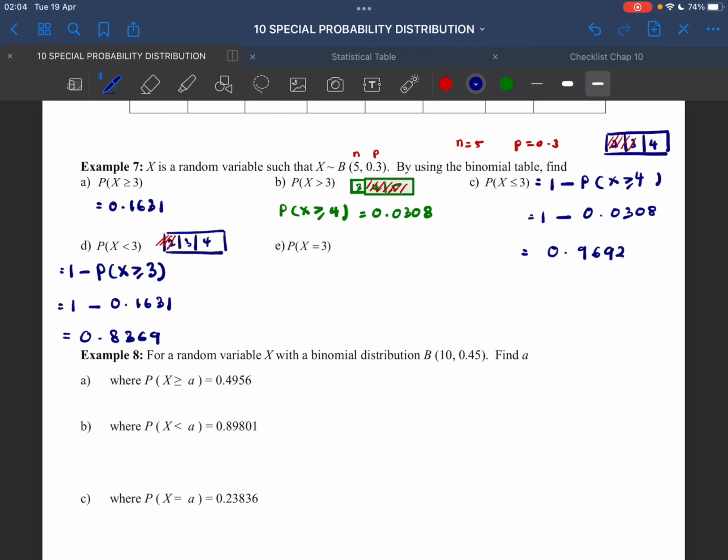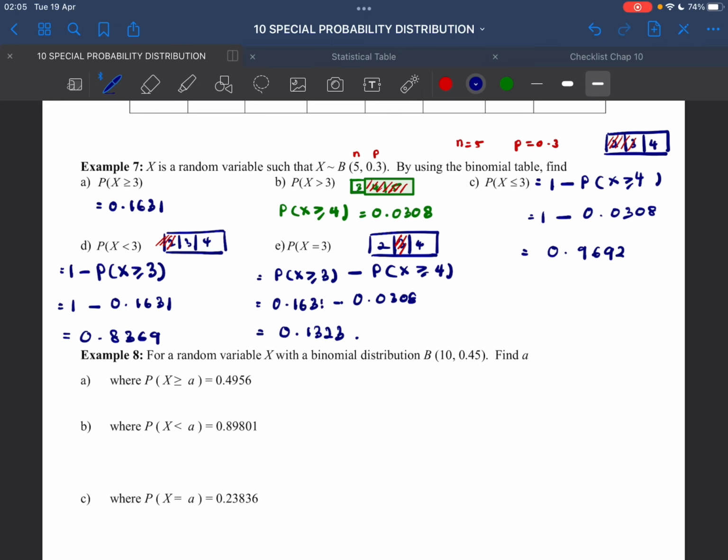Okay, so now the last one is x equals to 3. If we represent it in a box, if you want 3 only, you want this one only. And remember you want greater than, so we take everything greater than 3 to the side. So that will be Px greater than or equal to 3, minus, since we have taken everything and we want 3 only, we subtract Px greater than or equal to 4. And remember, it must be greater than or equal, and only then can we use the table. But from here we already know the answer. This one is 0.1631. This one from question B, 0.0308. And the final answer is 0.1323.